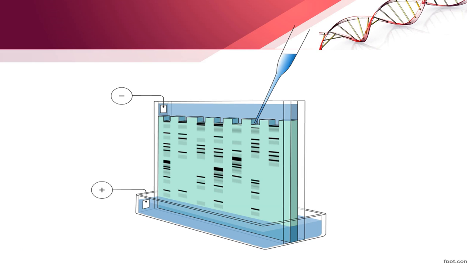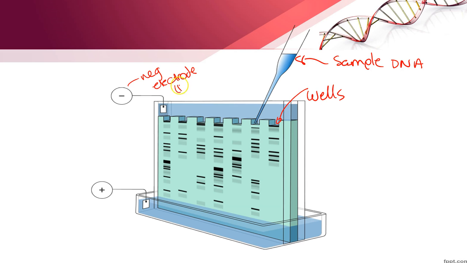So this is a picture of a gel that's running. So these are the wells here. This would be your sample DNA that is being placed in. This is your negative electrode or terminal. And then this is the positive terminal. So because the pieces are negatively charged, they will move down this way. So we can say that this piece is smaller than the piece up here. So this would be larger because the smaller pieces move further.